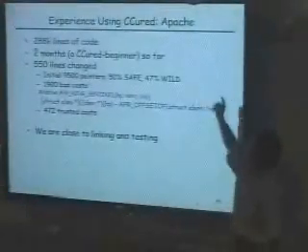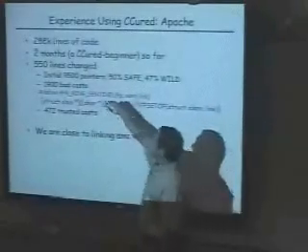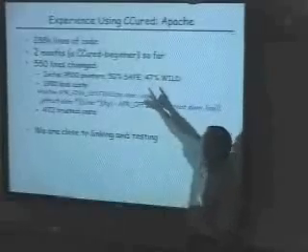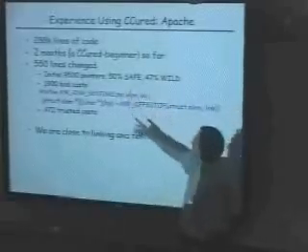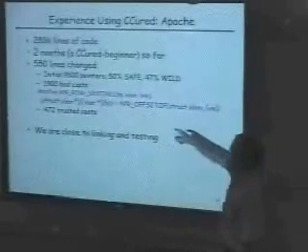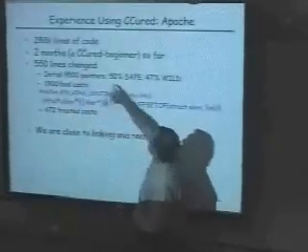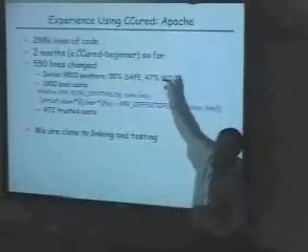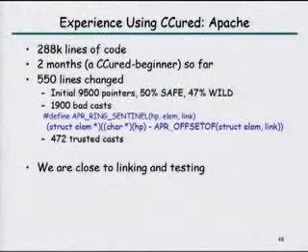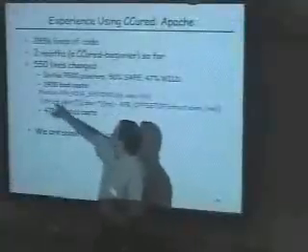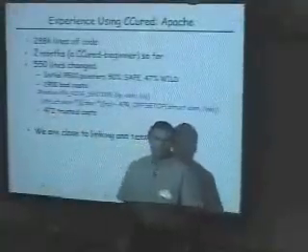Apache, almost 300K lines of code. Two months in, it's still going, but it's an undergraduate who's learning, it turns out, Make at the same time. So far, we changed 550 lines of code. 50% of the pointers were saved, 47% on day 1. That's how we started. 1,900 bad casts, and this student in 2 months, changing 550 lines, essentially got it down to 470 trusted casts, where we kind of gave up.